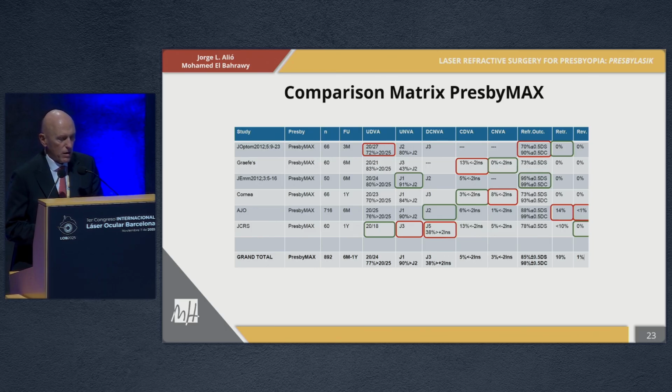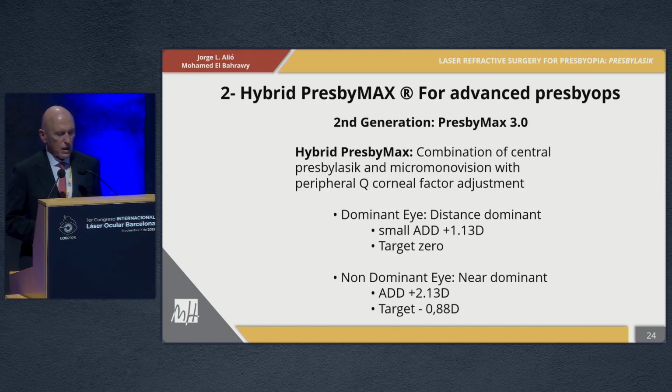So we have very good results reported by several authors, which is very similar, and therefore we have a good initial result with Presbymax. But with advanced presbyopia patients, we have to add something more, because this is not enough. And so that's where the hybrid Presbymax appears.